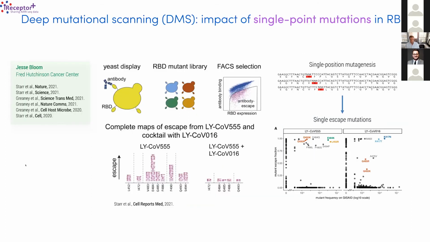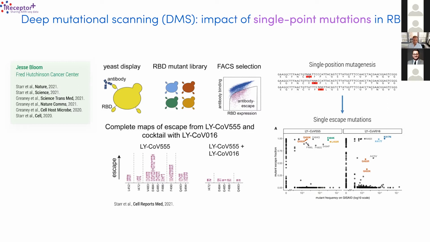Okay, now, if you've been following this field at all, you may know, or you should know, of the work from Jesse Bloom from the Fred Hutchinson Cancer Center. And he essentially developed and applied this method of deep mutational scanning, which I'll explain here in a minute. So essentially, you express the receptor binding domain on the surface of yeast cells, and then you make mutations to the RBD. The mutations are single position mutations made at every position in the RBD, tiled across, and the RBD is about 200 amino acids.